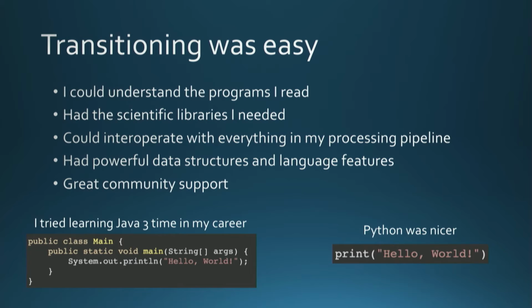It had all the scientific libraries I needed. I could interoperate with everything in all parts of my pipeline, even putting things on the web, and it had good data structures and language features. And the last one, community support. When I was at the state agency, we were paying for commercial support on several of our products, and I used to call their helplines. I got better support from the open source community and the SciPy mailing list than I did from our paid support. Actually, if you Google my name on the SciPy mailing list around 2008 to 2012, I think it'll pop up almost every day, with questions like how do I process time series data.